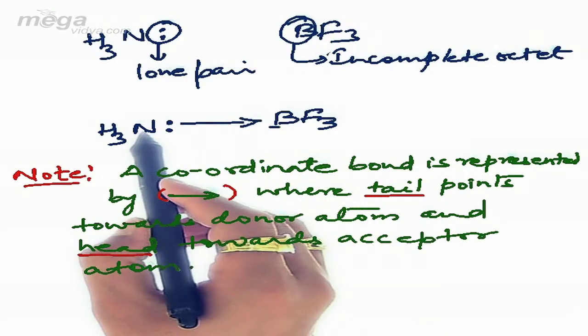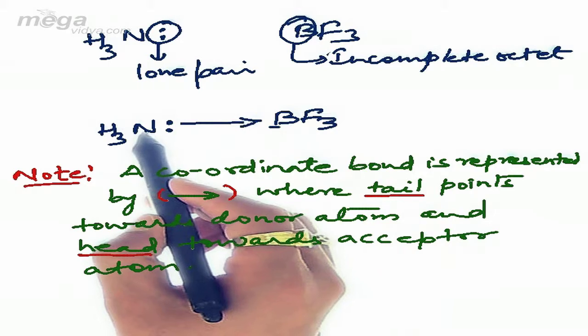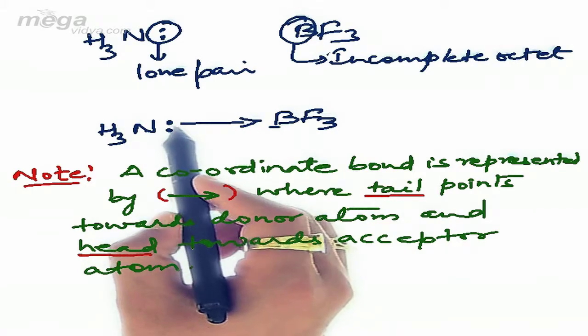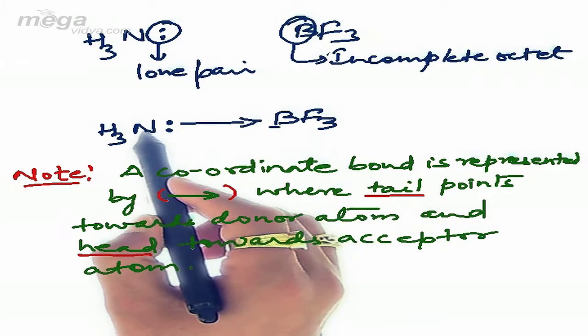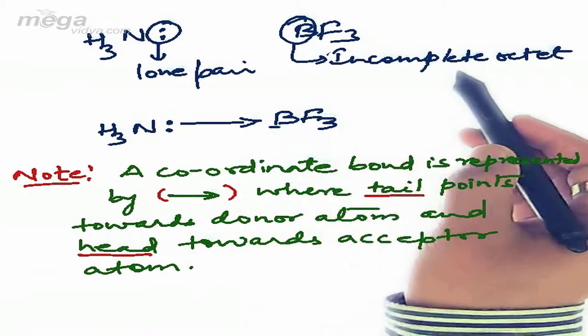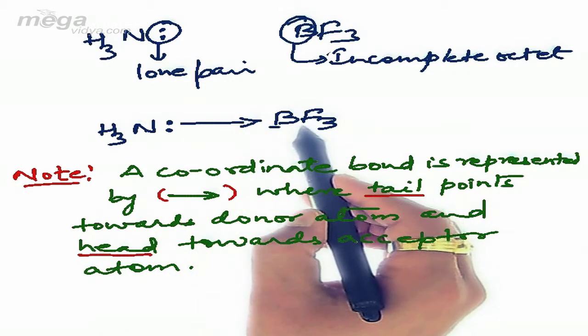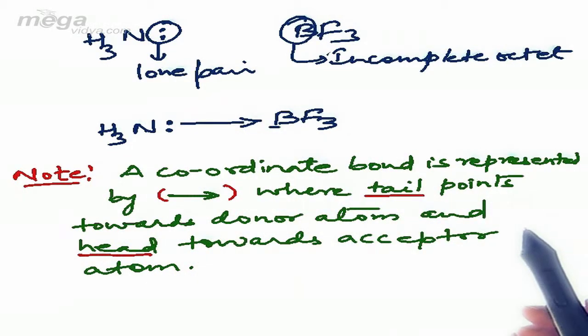Here nitrogen is donating its pair of electrons, the unshared lone pair, to the boron atom. So it's the donor atom. So the tail of the arrow should be pointing at nitrogen, and since boron is an acceptor atom here due to its incomplete octet, the head of the arrow will be pointing towards boron. Now let's come to the mechanism of coordinate bonding.